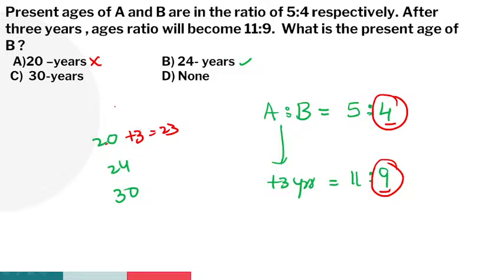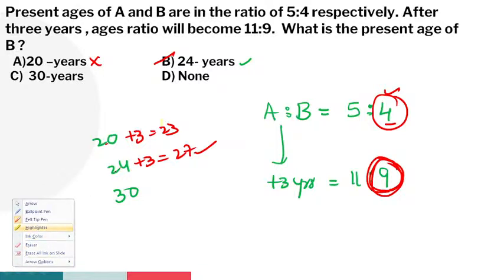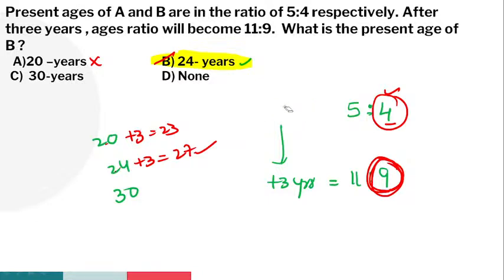Move on to second option. What is second option? 24. 24 is a multiple of 4. Yes, 4 6s are 24. Okay. After 3 years, 24 plus 3, 27. 27 is a multiple of 9. Yes, 9 3s are 27. That's why option B is the right answer, guys. Clear, all of you? Say yes or no. If you are going by basic method or shortcut method, we'll get the same answer, guys. No problem.